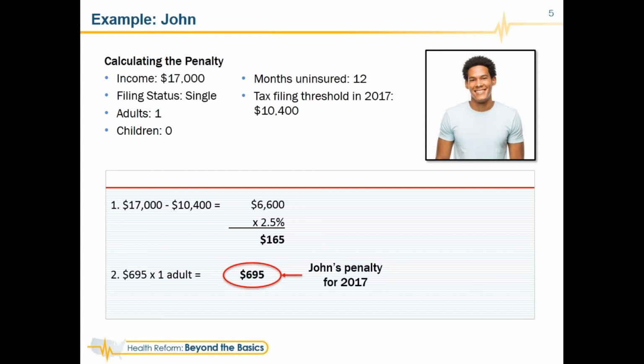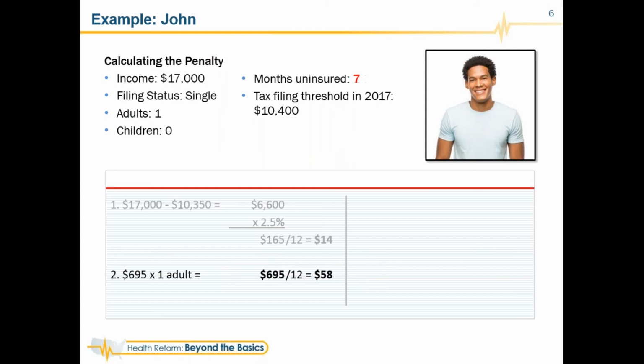Now, what if he was uninsured for only 7 months? Well, in that case, we would take a fraction of the results earlier. So we would figure out what the monthly penalty would be and then multiply it by 7 to figure out what the final penalty would be.